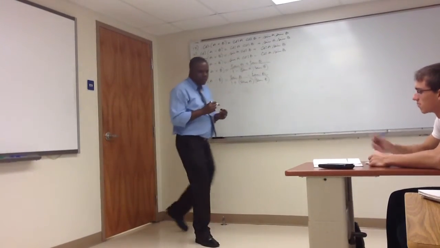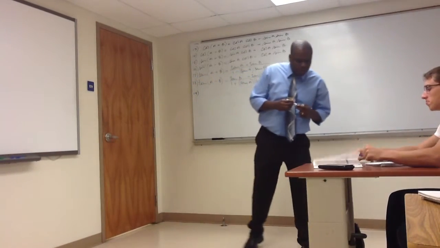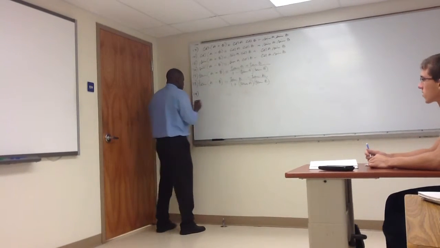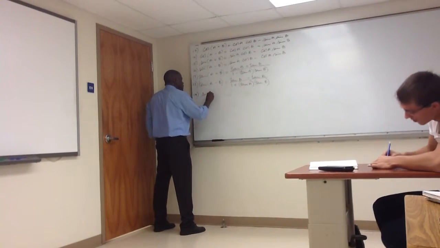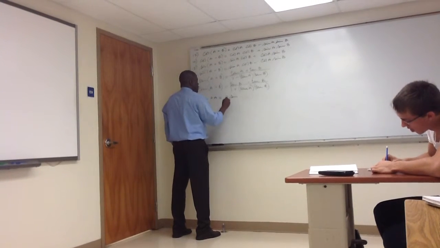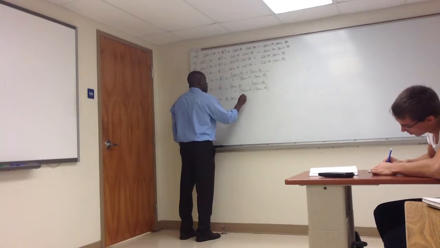Double angle formula, right? Is that the topic? Double angle formula. So we have sine of 2A will always be 2 sine of A cosine of A.